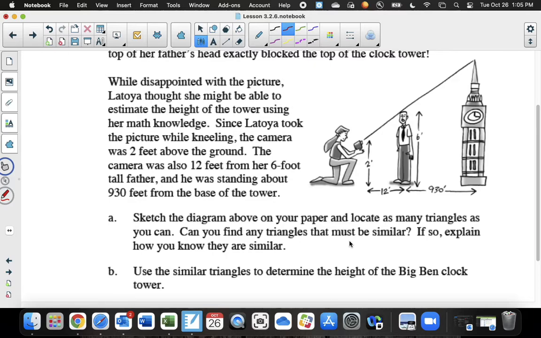Anybody? Rebecca, you think you got it? Okay, fire away. I like it. Could you draw the line from the top of the guy's head across? So, like here? Yeah. And then you do from the camera. Like this way? Yeah.